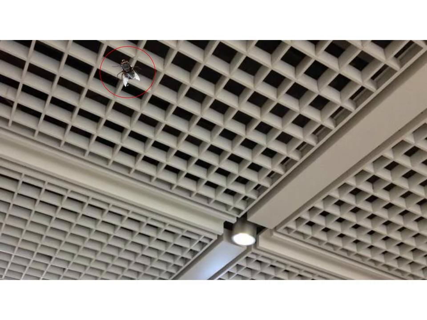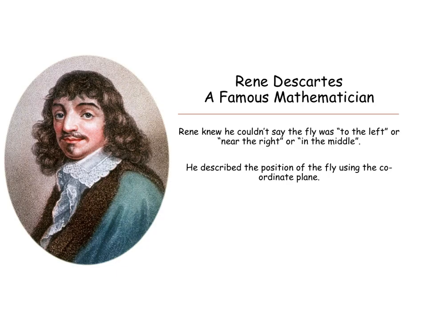So this just gives you an idea of kind of what he saw. So he was sleeping, he looked up and he saw something similar like this. He saw the fly on the wall. And he knew that he couldn't say it was to the left or near the right or in the middle. So he described the position of the fly using a coordinate plane. And we're going to see exactly how he did it now in 2 seconds.